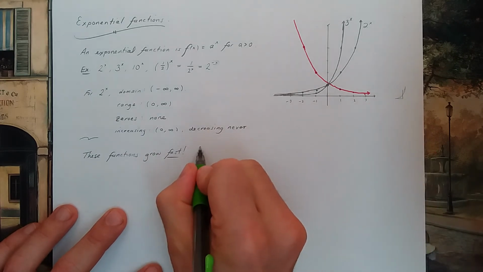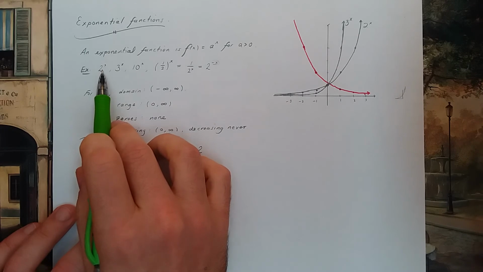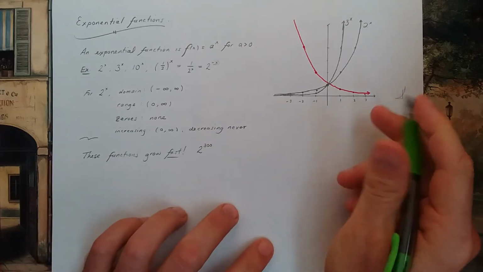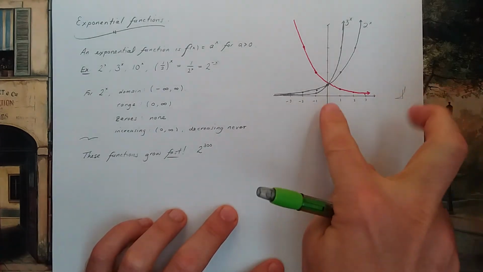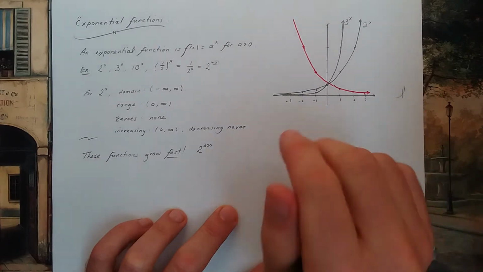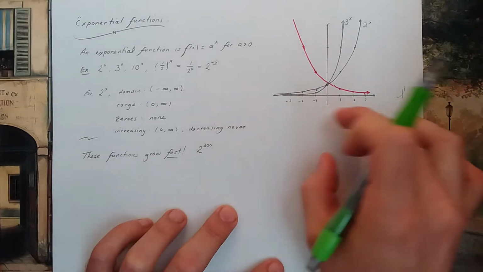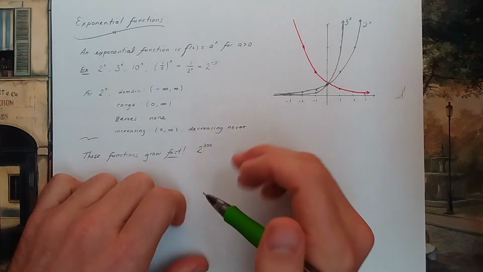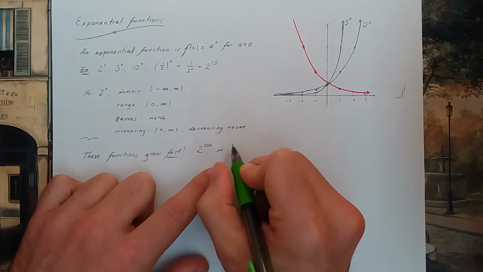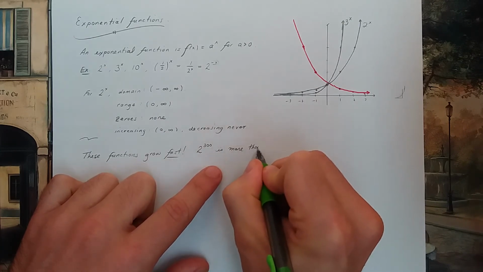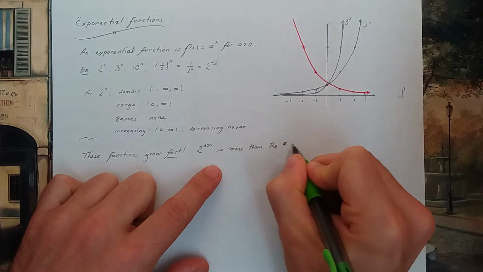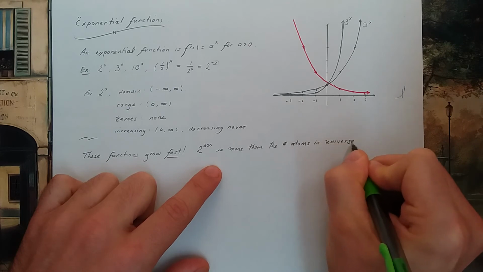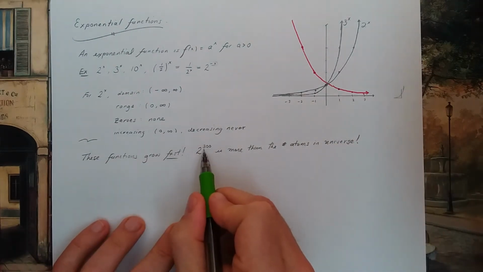For example, if I take this function 2 to the x and I go over to 2 to the 300, so if I go 300 units over this way, that wouldn't be that far to draw. Maybe I could actually draw 300. It'd take a long piece of paper, but I could do it. However, 2 to the 300 is so extremely large, this is more than the number of atoms in the known universe. That's just 2 to the 300.